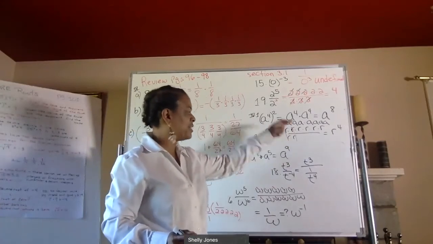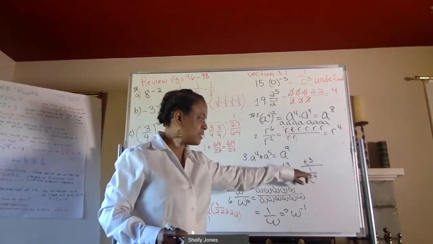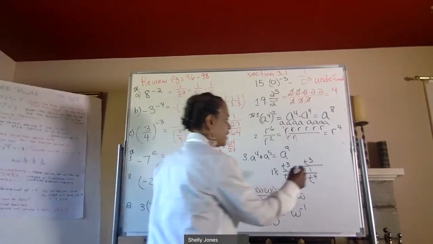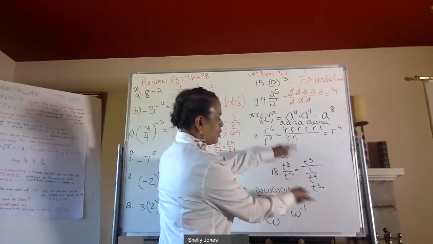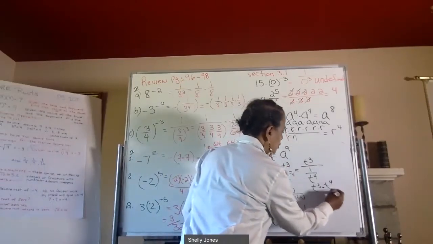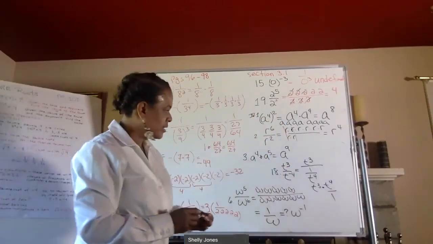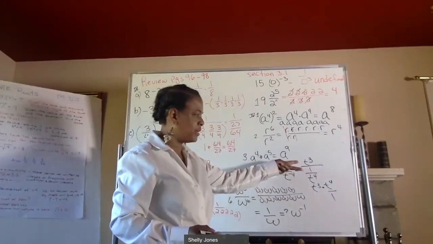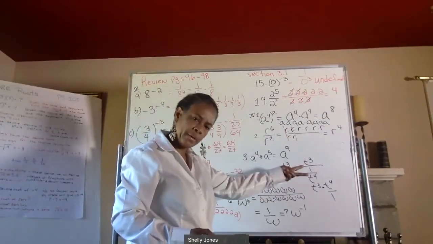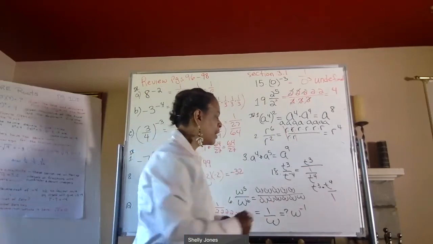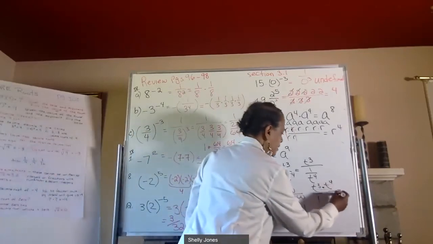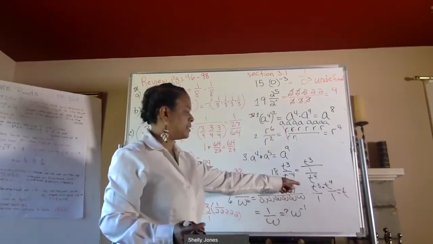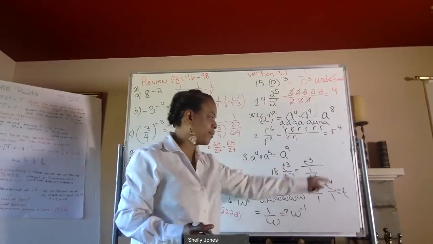But t to the 3rd divided by this 1 over t to the 4th is the same thing as t to the 3rd times the reciprocal, t to the 4th over 1. Do you see that? So when I flip 1 over t to the 4th, take the reciprocal, I get t to the 4th over 1, and I can put a 1 under both of these, and I end up with t, let's see, I have 3 here, I have 4 here, so t to the 7.